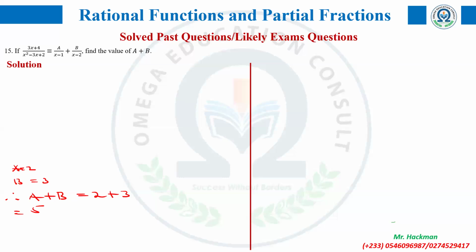Please come in. I said with this one, the question said, if this is expressed in this form, it's identical to this, find the value of A plus B. So your conclusion should be for A plus B. How can I find A plus B? I can find A plus B when I know the value of A and the value of B. And I know how to find the value of A and B per what we've done so far.